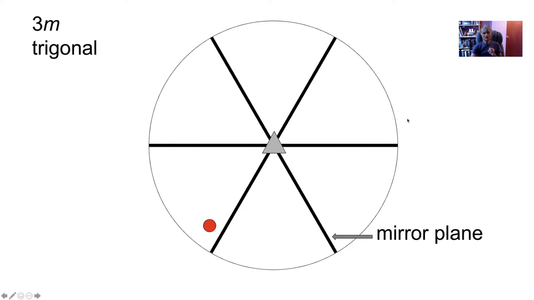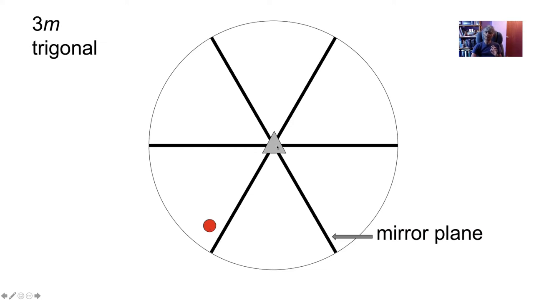So I can represent the point group 3m on a stereographic projection where I place my threefold axis in the middle, and this is the mirror plane that's parallel to the triad. And because it's a triad, we generate these further mirror planes. So if I place a point on this stereographic projection, which is not located on any particular symmetry element other than a monad, a one-fold axis, okay? So we call this a general position.